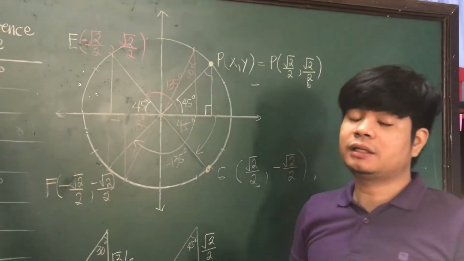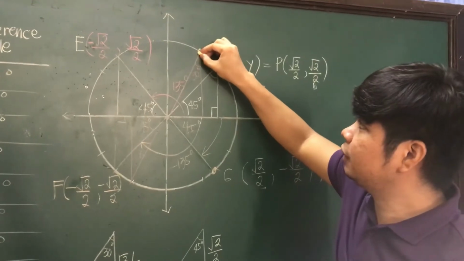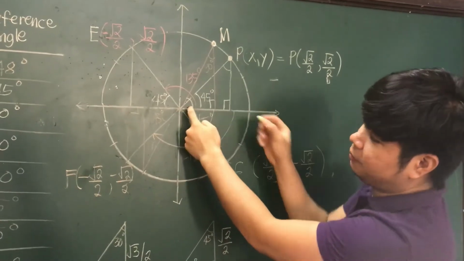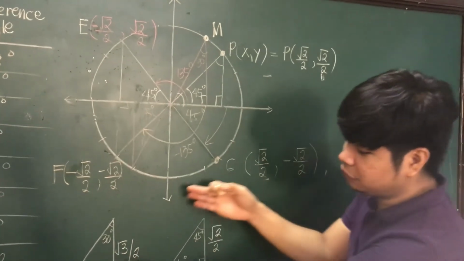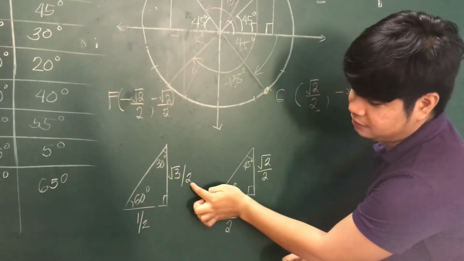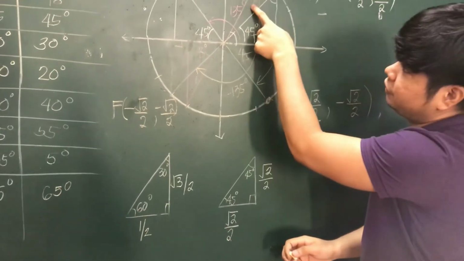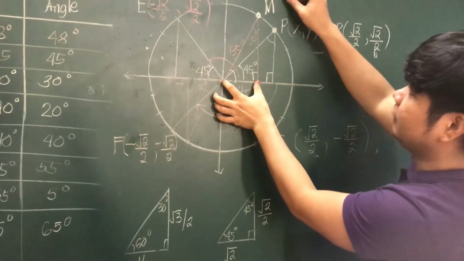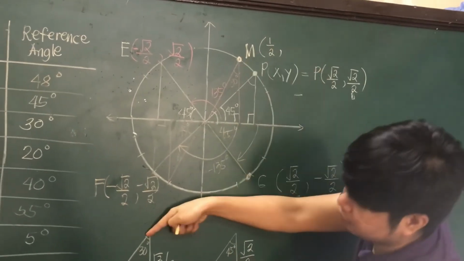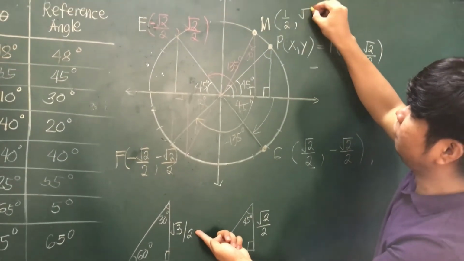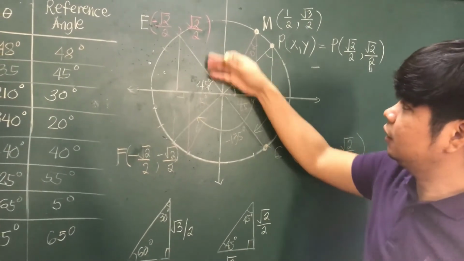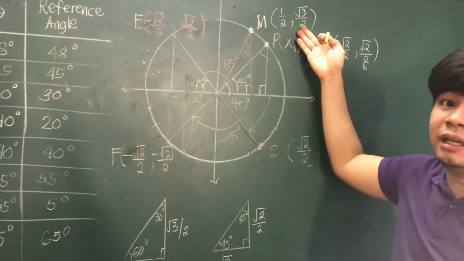So let's say there is another terminal point, point M, and this is 30 degrees, and 90 degrees, so this is automatically 60 degrees, okay? If we look into here, the side opposite 30 degrees is 1/2, opposite 60 degrees is square root of 3/2. So for 30 degrees, this must be 1/2, and that will represent x. And y here is square root of 3/2. So it will still follow. If you move here, then you just need to change the sign.